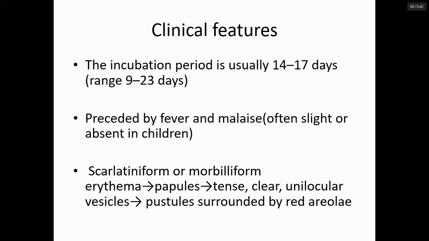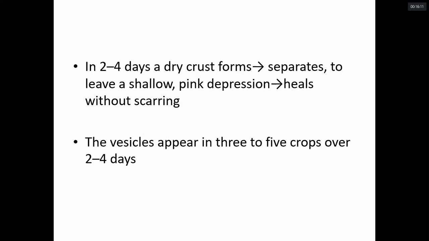And the incubation period is 14 to 17 days. It ranges from 9 to 23 days. It is preceded by fever and malaise. And then there is scarlatiniform or morbilliform erythema, over which papules appear, and the papules rapidly change into tense, clear, unilocular vesicles. And vesicles then change into pustules, which are surrounded by a red areola. And in 2 to 4 days, the dried pus forms a crust over the area, and it separates to leave a shallow pink depression, which heals without scarring. And the vesicles appear in 3 to 5 crops over 2 to 4 days.